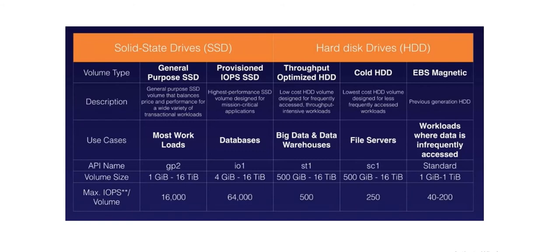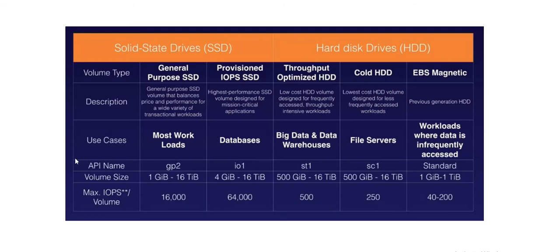So these are the EBS drives, and this is the solid state and hard disk drives, which you can see in here. The solid state drives consist of general purpose SSD and provisioned IOPS, whereas the hard disk drives (HDDs) consist of throughput optimized HDD, cold hard disk drive, and EBS magnetic. This is a previous generation hard disk drive and it is not much used currently.